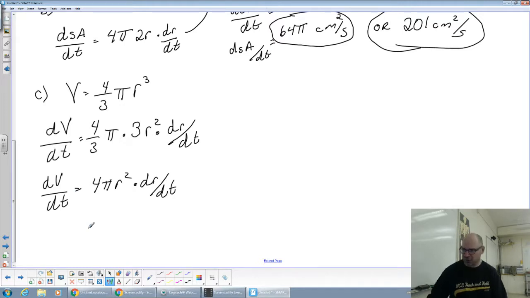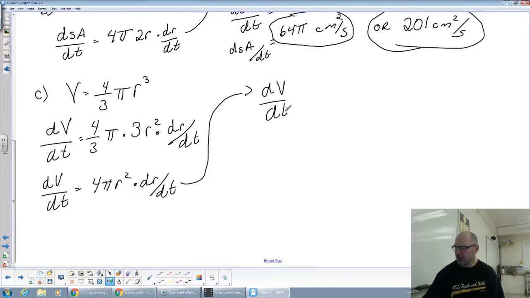Okay, and then we're going to have to plug in our numbers. We know what r is, and we know what dr/dt is. So we plug those in. So dV/dt will equal 4 pi, r squared is 4 centimeters squared. Okay, remember that 4 centimeters? Square the whole thing, times 2 centimeters per second for dr/dt.